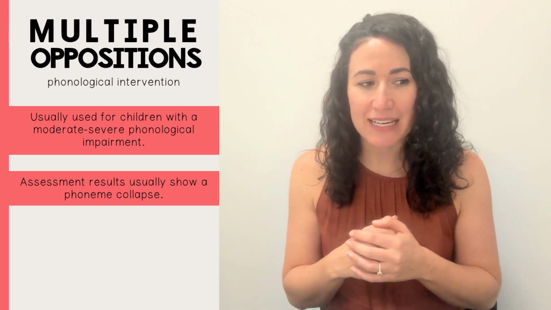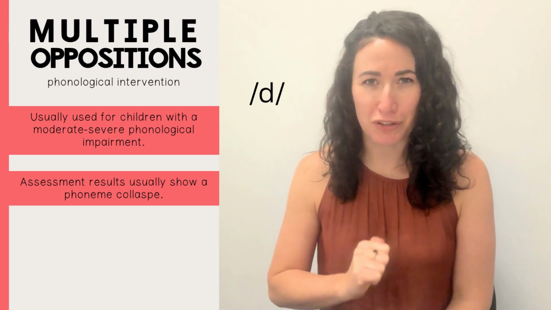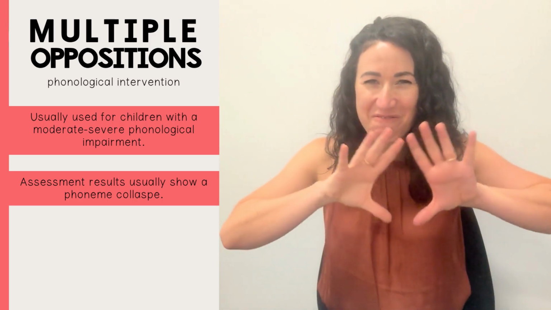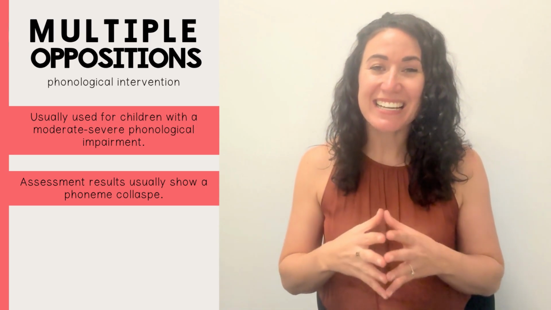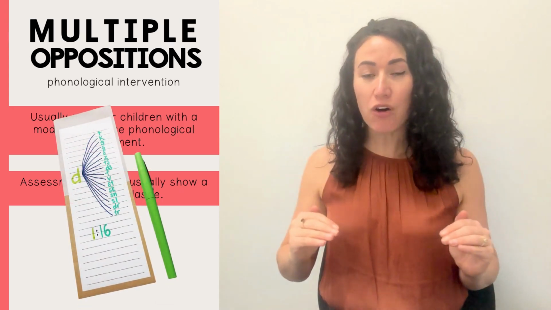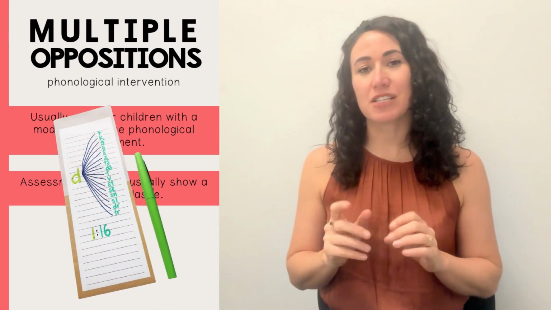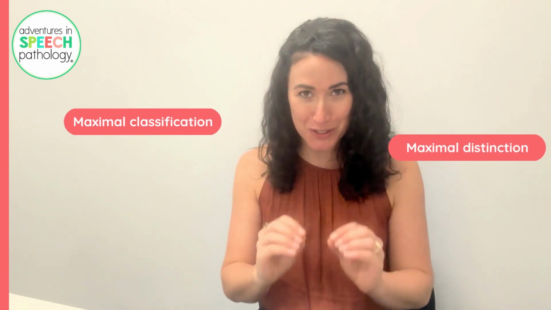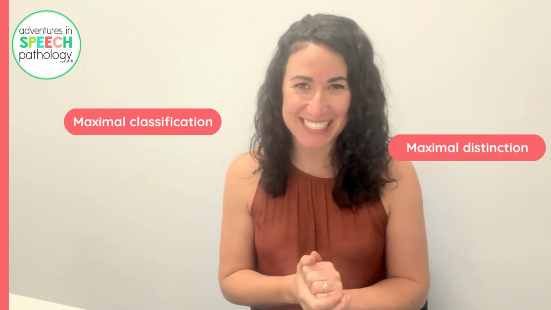I just like to think of it as the child really likes to use D for a lot of different sounds. Or that child says G for everything. It's when you analyse your results and you see that, that's when I start to consider multiple oppositions, and I will map out how many sounds the child is substituting or saying D for. And I'm going to use D as our example today as we go through applying and understanding maximal classification and maximal distinction when using multiple oppositions.